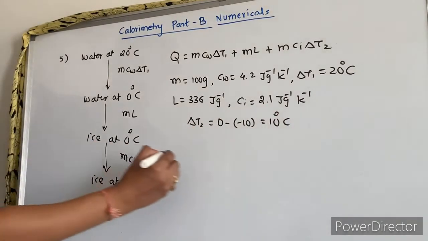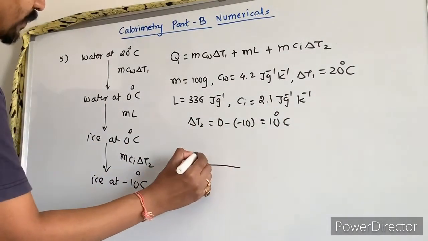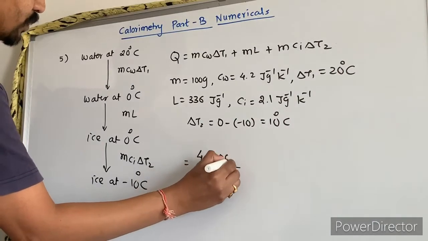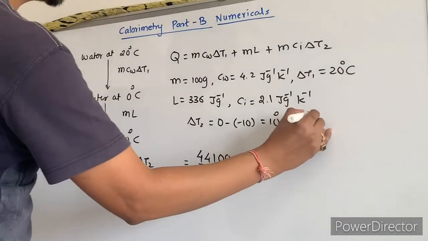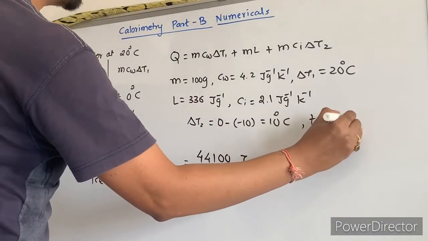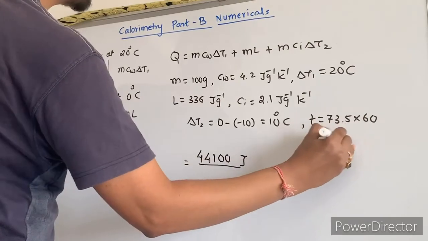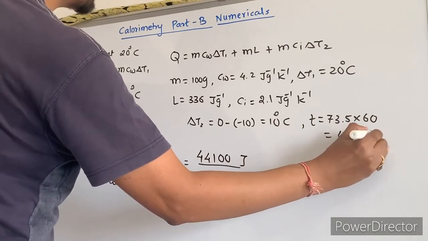So just substitute the value of this, you will get something joule. That value will be 44100 joule. What they want next part is the rate of heat extraction. Your time is given. The time will be 73.5 into 60, which comes out to be 4410 seconds.